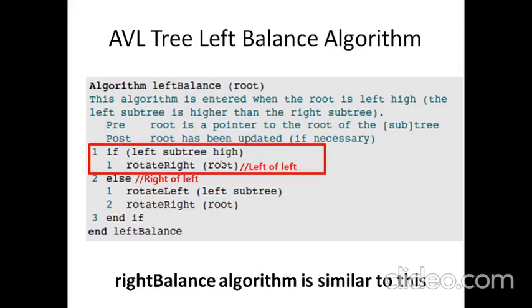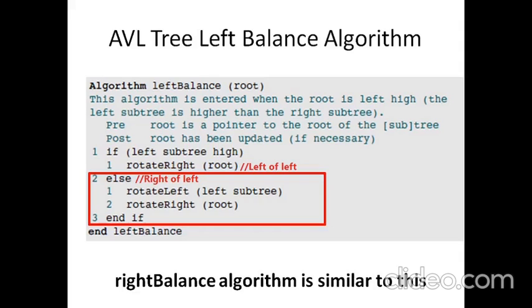If the left subtree is high, then simply rotate it right. So it is a case of left of left. But on the other hand, if it's a case of right of left, then two steps are required. First step is to convert it into left of left. In order to make the problem into a left of left problem, you just rotate it towards the left, and after that you have to rotate it towards the right. So these two steps will be needed.